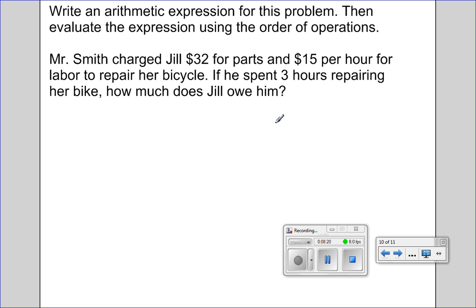Okay, so we need to look at some important information. We know that he charges $32 up front before he even starts his work, $32 for parts. Okay, and then he charges $15 per hour for the amount of work he does. And in Jill's case, he has spent 3 hours. So we need to put this together. So let's do this. Say start off with $32. Jill has to pay that right up front.